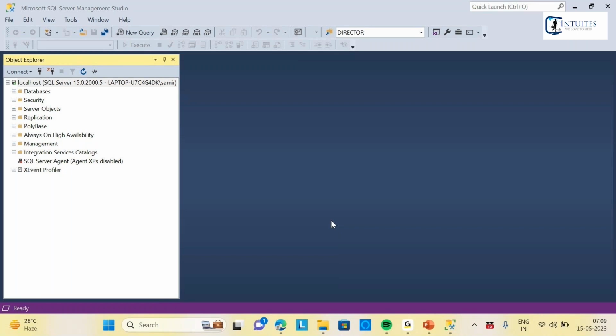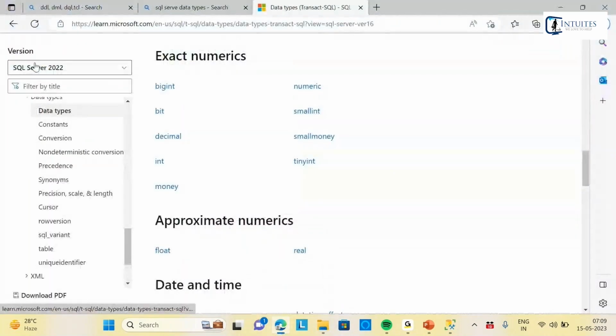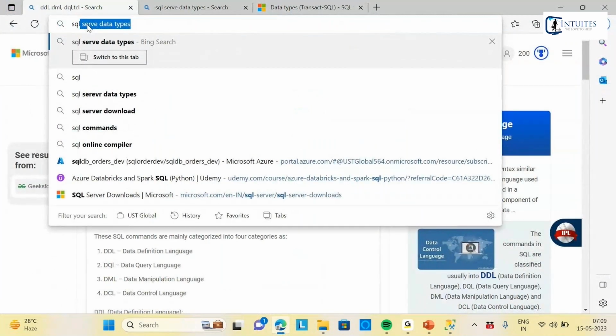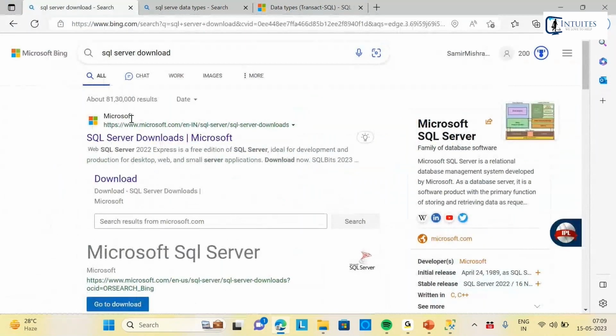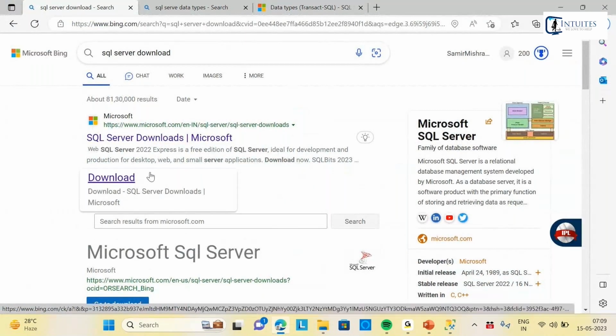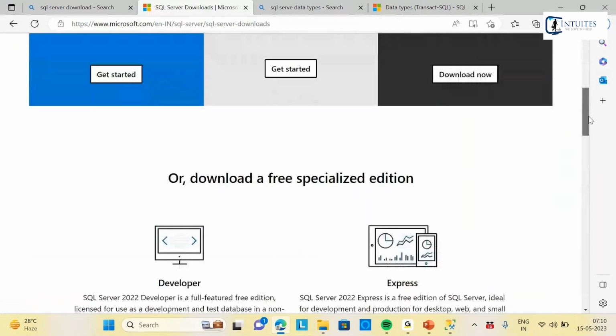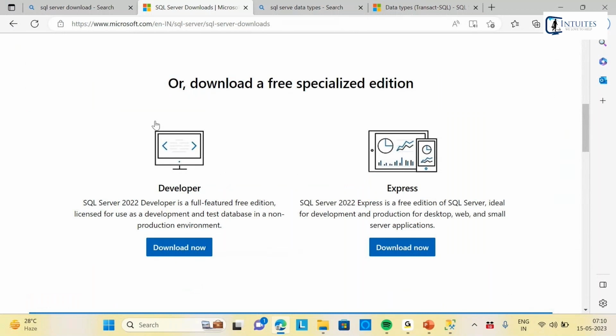If somebody has installed SQL Server, before entering the concept of the database, first of all, how to install it. Again, I'm repeating this. You just go to Google and search for SQL Server download, and the first page that opens up is the Microsoft site. Click on this, and don't try to run anything. Instead, go for this developer edition. Download now SQL Server 2022 Developer Edition, and a simple installation will be done.